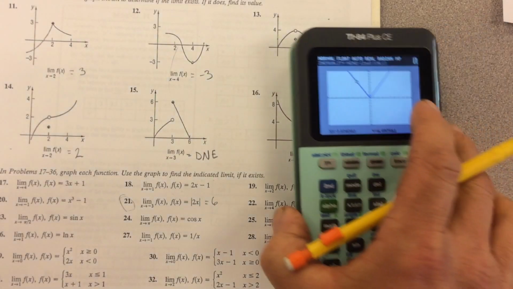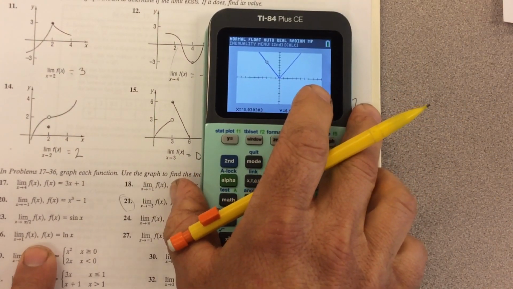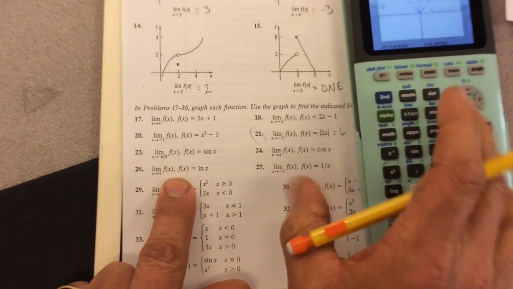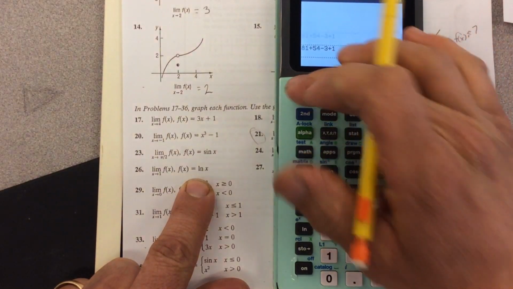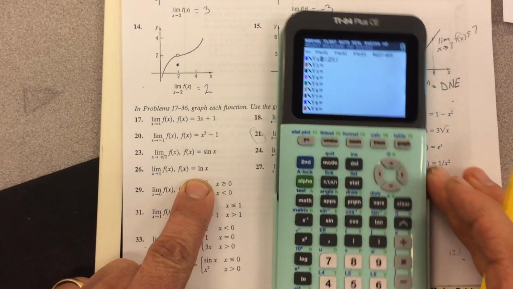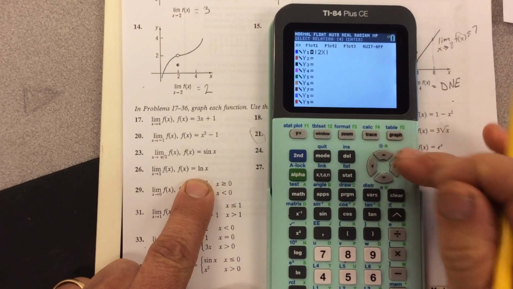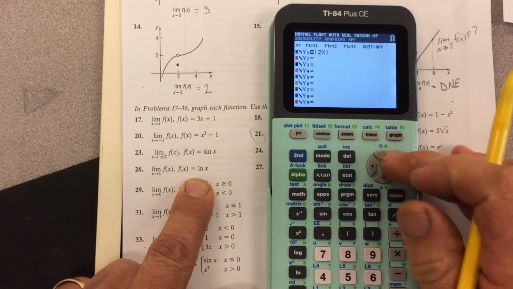Let's try this ln one. This is a different one. So I'm going to try f of x equals ln of x. So I'll go to y equals, and I'll type in the ln of x.